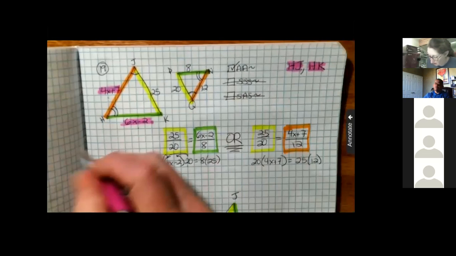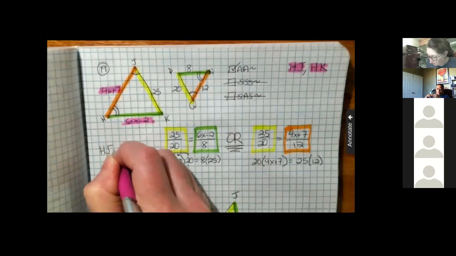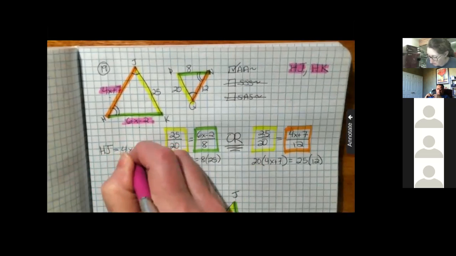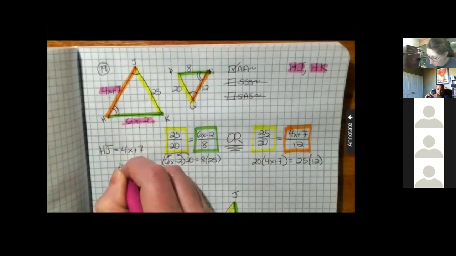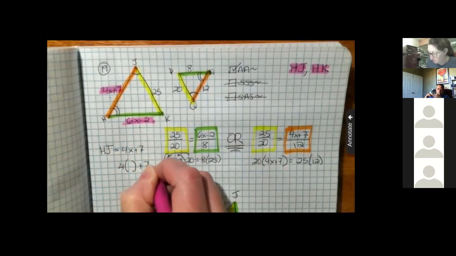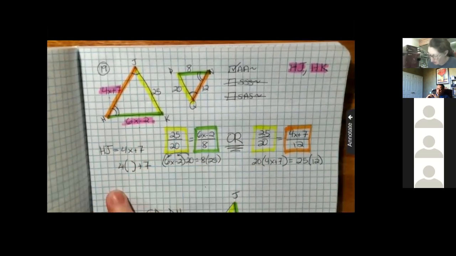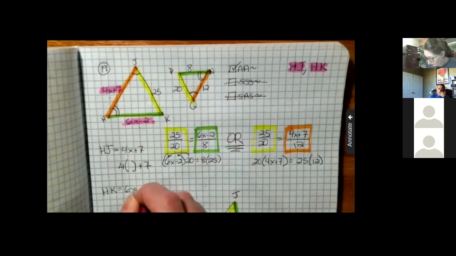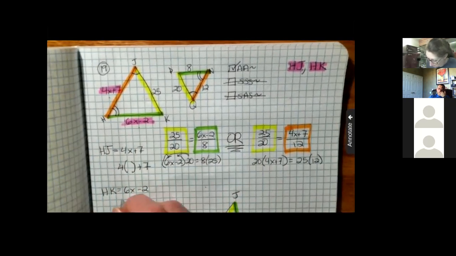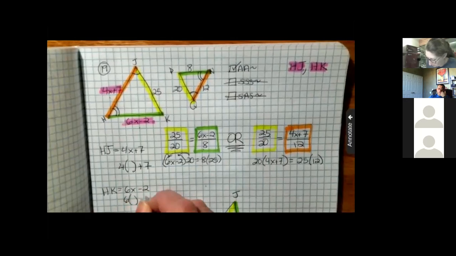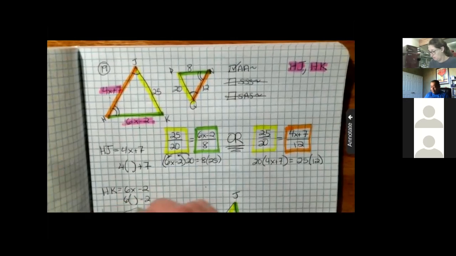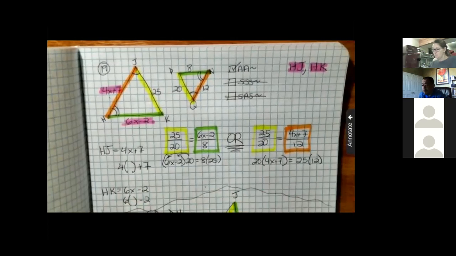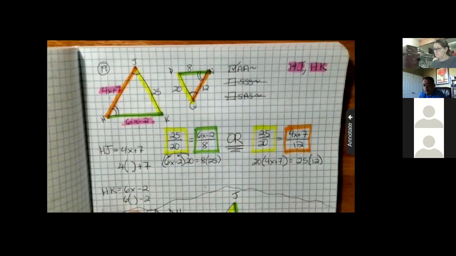So HJ is 4x plus 7. So once you find x, you got to plug it in here to get it. And then you have to do HK, which is 6x minus 2, and you're plugging in x here. Okay, and then let me separate that out. Okay?